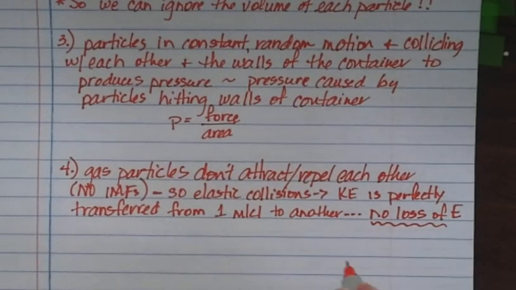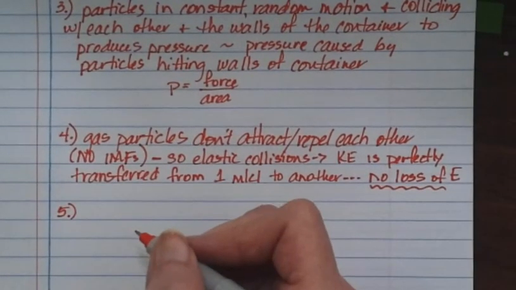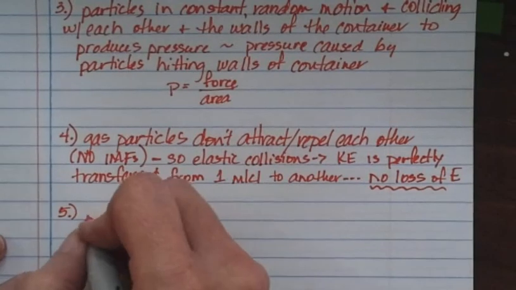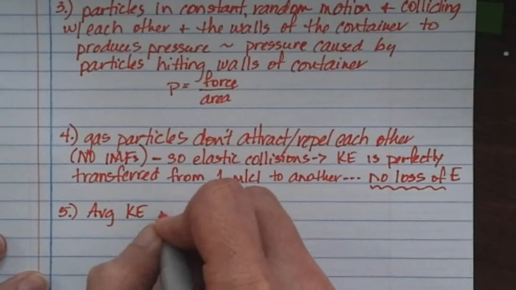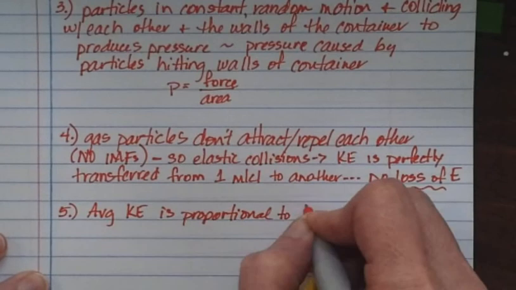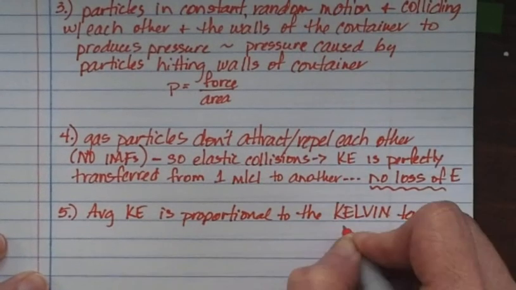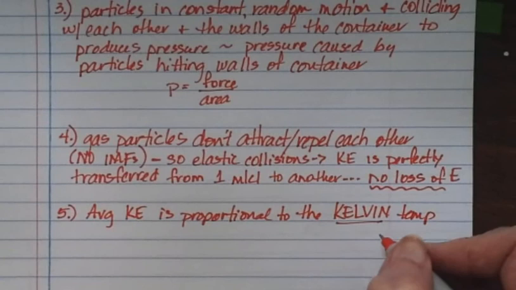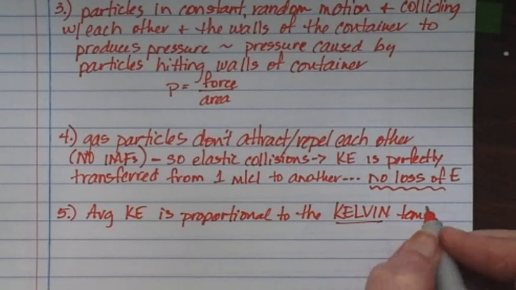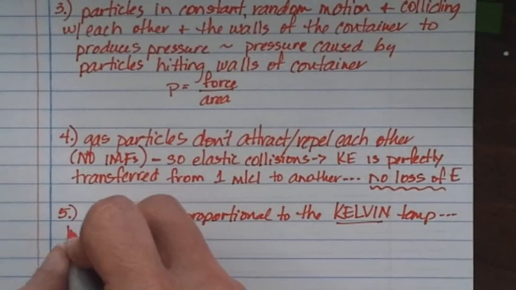And then postulate number 5, the average kinetic energy is proportional to the Kelvin temperature. Okay, all this year we've been dealing with Celsius in our temperature ranges. Now what we're going to do is tap into the Kelvin temperature scale. Kelvin is basically the Celsius temperature scale dropped down 273 degrees. The reason we use this is because there are no negative numbers.